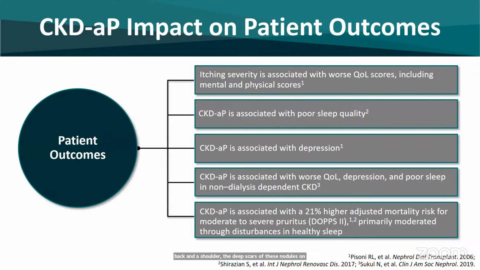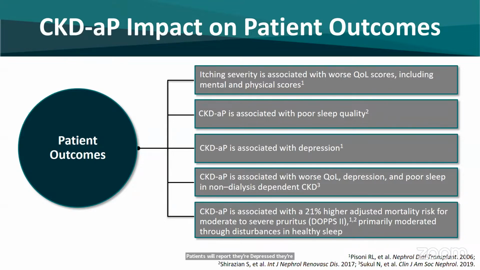So how does it impact the outcomes? So one would say, okay, they're just itching, right? How does it really affect you? But when you have patients who are itching 70% of the time, they're also itching off of dialysis as well. So we look at patient outcomes, and we want to have good patient outcomes. And the severity is associated with worsening quality of life scores, such as mental and physical scores. It is also associated with poor sleep quality. Patients will report they're depressed. They're depressed because they are itching.